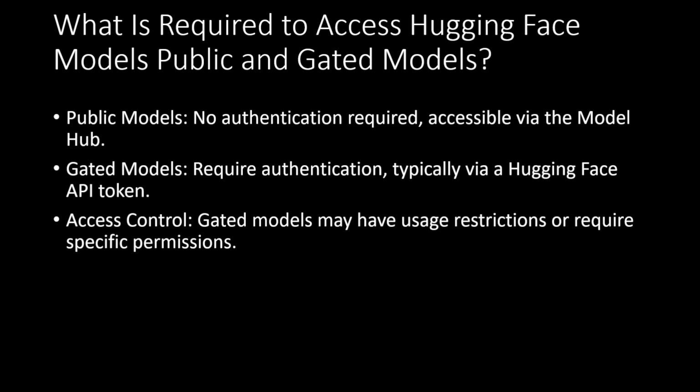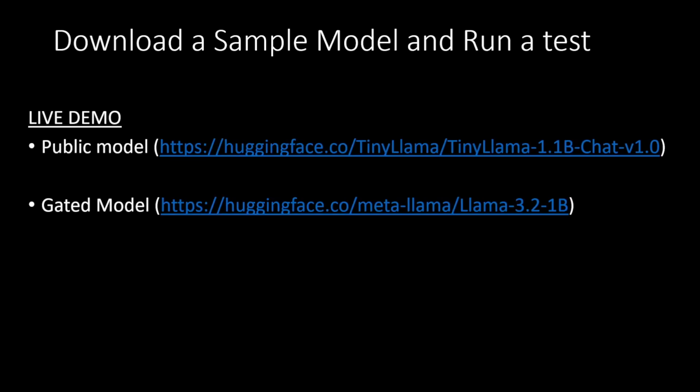Okay, what is required to access Hugging Face models, public and gated? Well, there are two types of models, public and gated. Public models do not need authentication. Directly you can access them via the hub. Gated models require authentication, typically via a Hugging Face API token. And make sure you read the restrictions and permissions as access control from each model card. Finally, for a live demo, we'll pick one public model and one gated model. The public model will be TinyLlama and the gated model will be Meta Llama, that's the Llama 3.2 1B version.